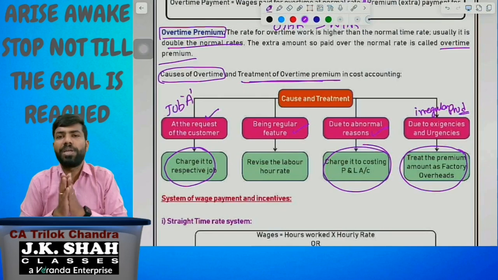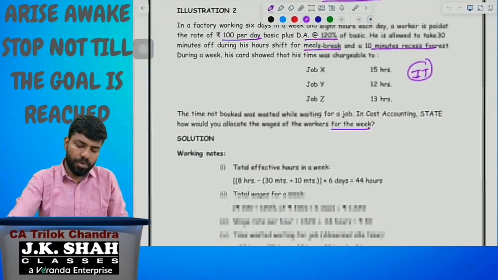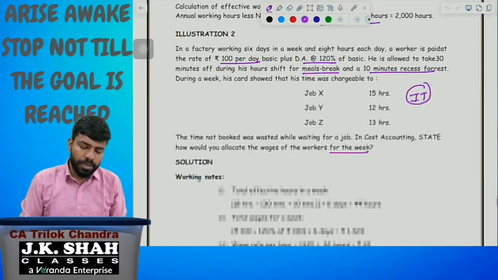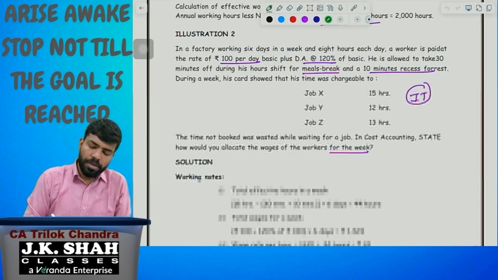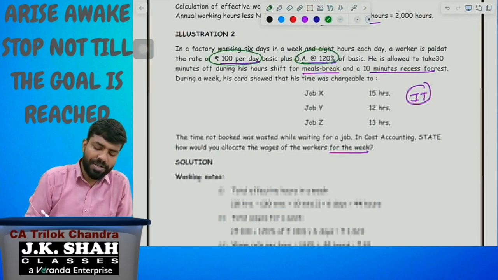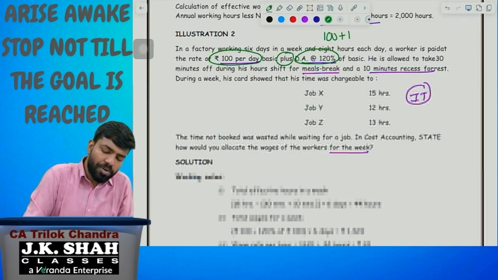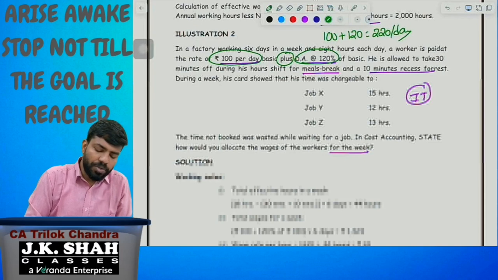Simply, I can tell you normal time and overtime. Let us solve the questions based on this. Look at question number 2. Let us understand this question. See here. The worker is normally paid 100 rupees per day basic, and DA is 120%. So 100 plus 120% is 120, which equals 220 per day. He is allowed to take 30 minutes off during his shift for a meal break and 10 minutes for recess for rest.